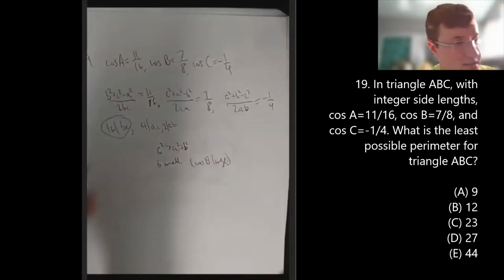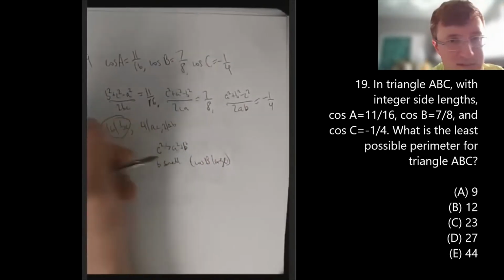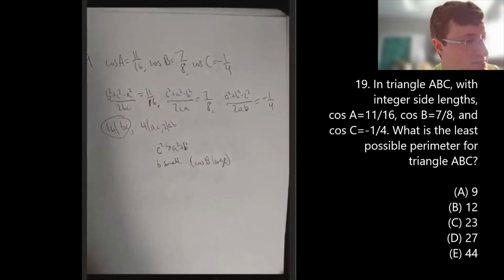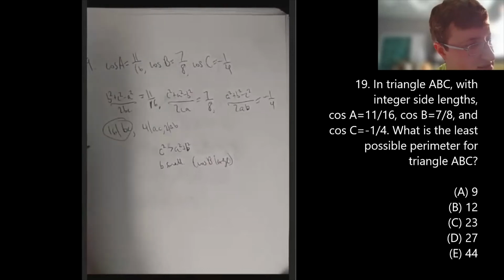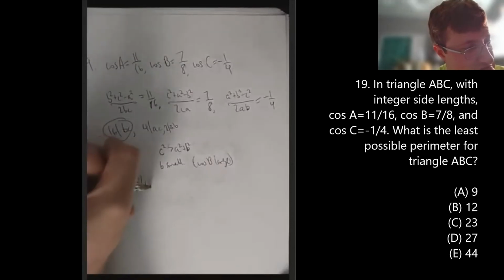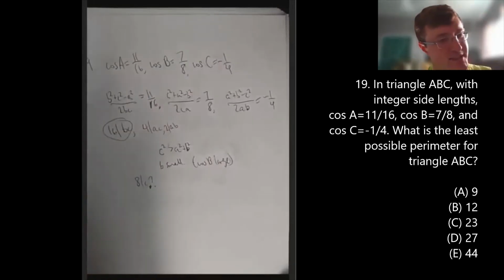Because cosine B is large. Okay, so B is small. So I should probably have most of the factors of 2 coming from C. So I'm going to say C is a multiple of 8 maybe. So 8 divides C. I'm just going to write a question mark there.